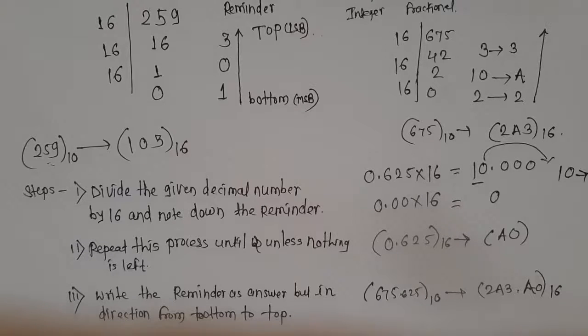These 3 steps: in the integer part the answer is nothing but the remainders, in the direction from bottom to top, and in the integer part we divide the given number by the base of the system in which we are converting. In the fractional part we multiply the given number by the base of that system, and the answer is the noted carries, written in the direction from top to bottom. These three things are important while converting from decimal to other number systems.